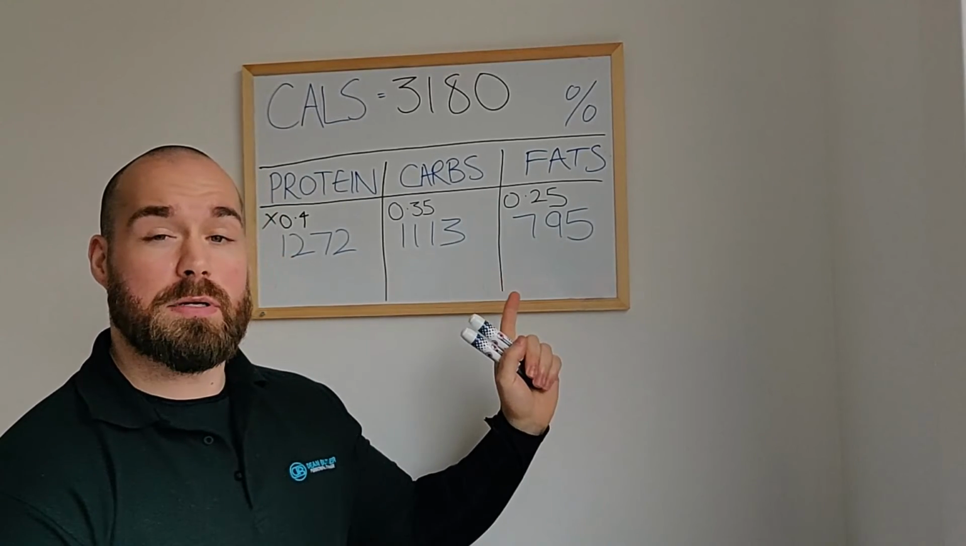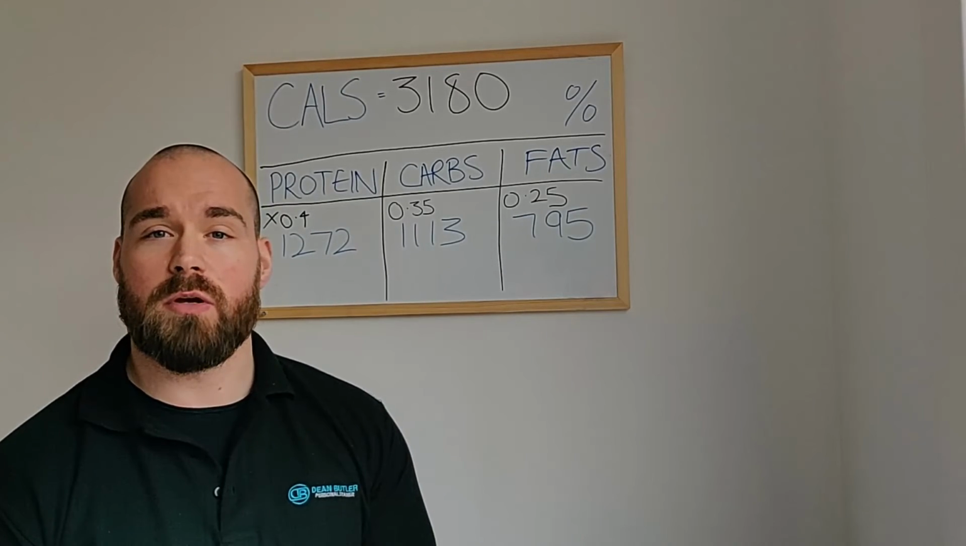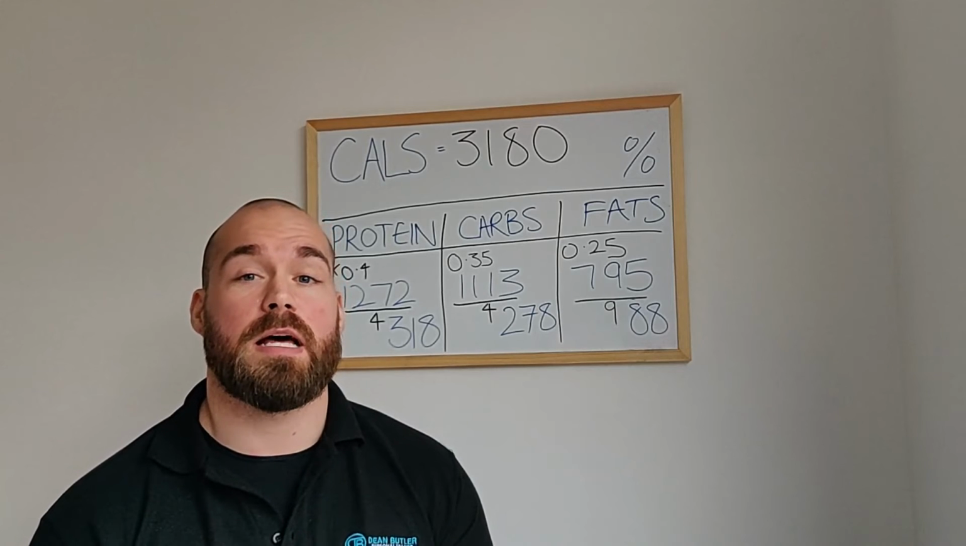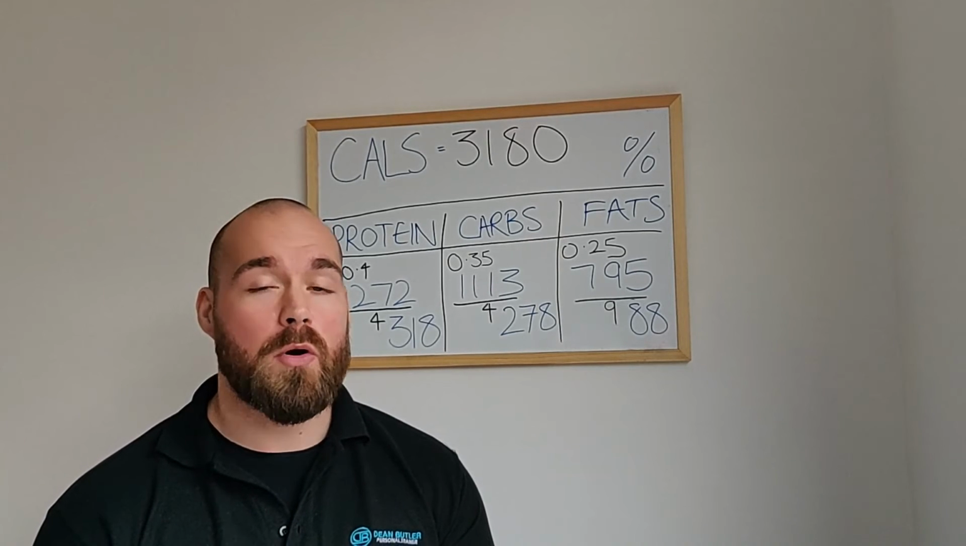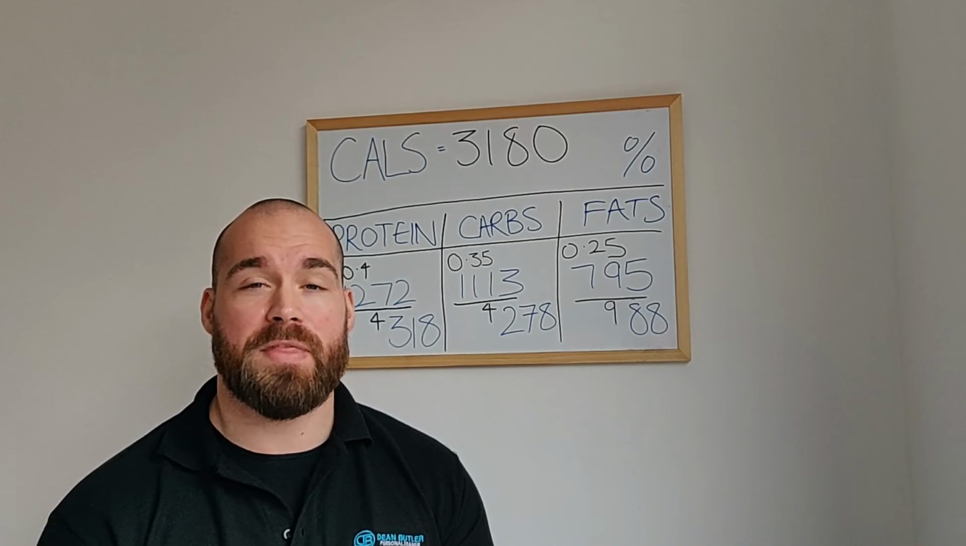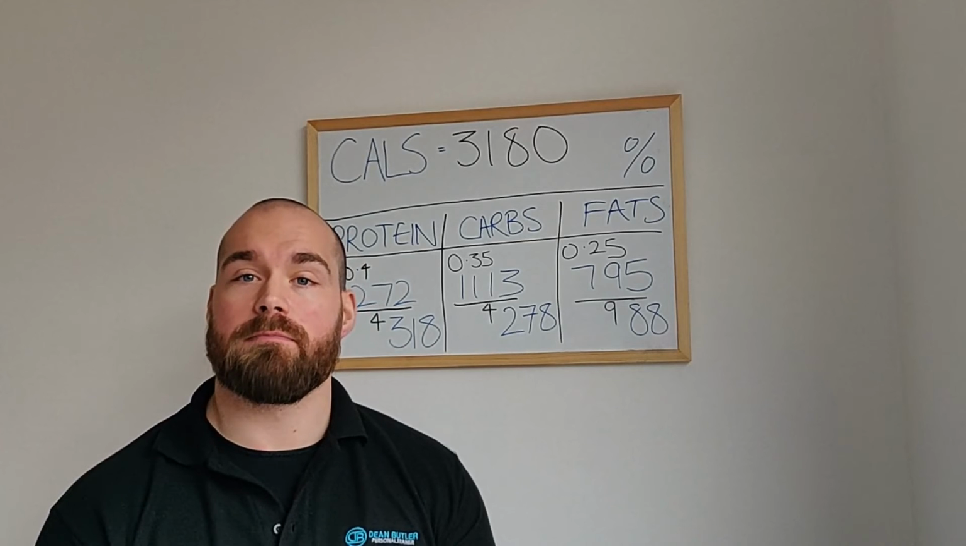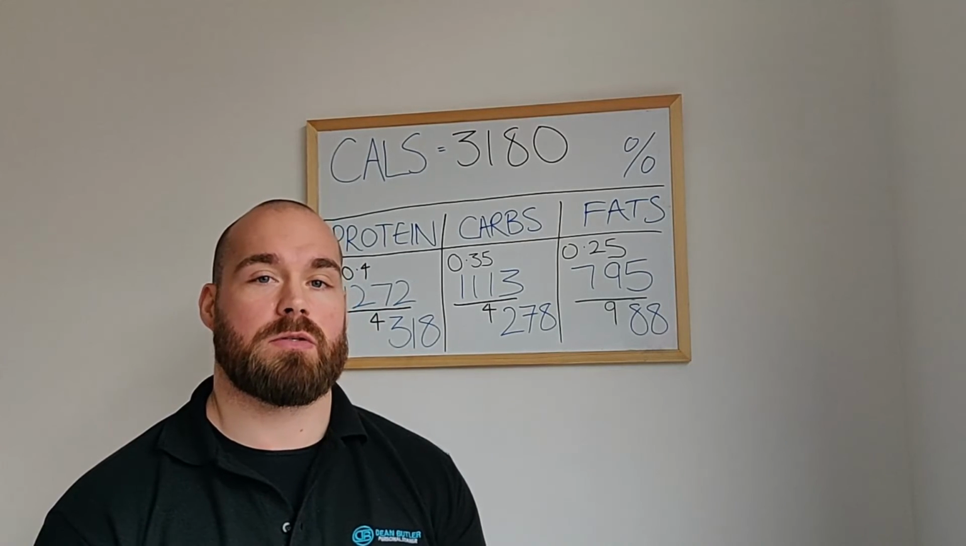Now that's just the calories. How many grams of each of those nutrients does that equate to? Well, this is how you find out. So here's a fact that I'd like you to know. Protein and carbohydrates, per 1 gram, they contain 4 calories. And fat, per 1 gram, contains 9 calories.